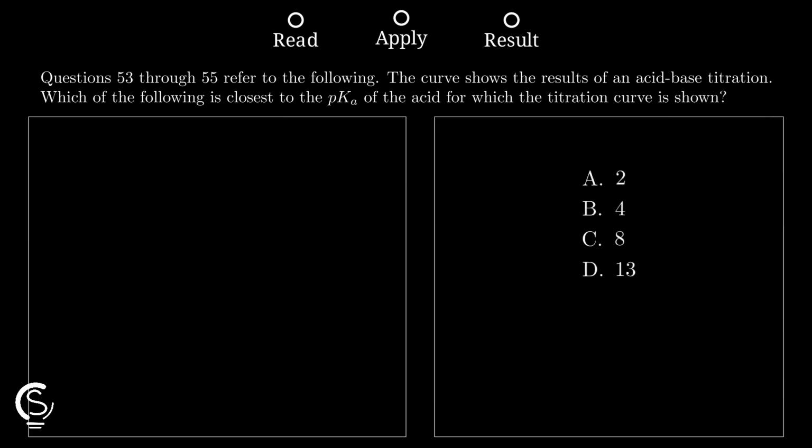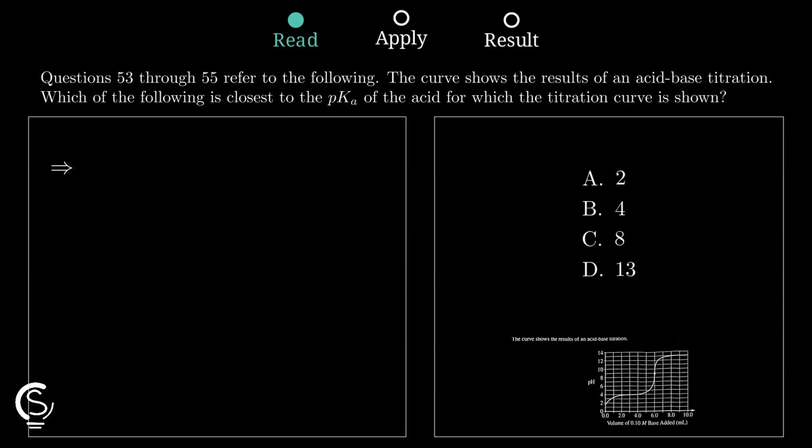First, we need to locate the equivalence point on our graph where the curve is steepest. Looking closely, that vertical section happens right at 20 milliliters of the added base volume.